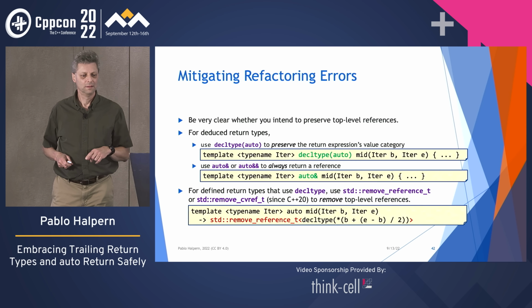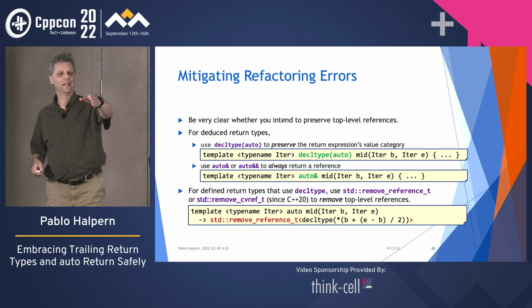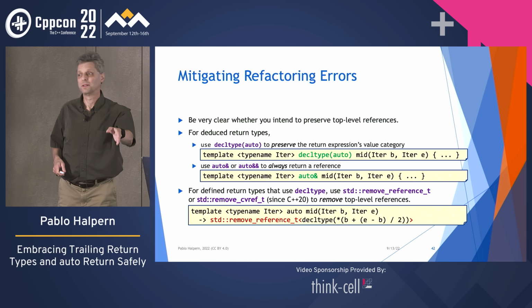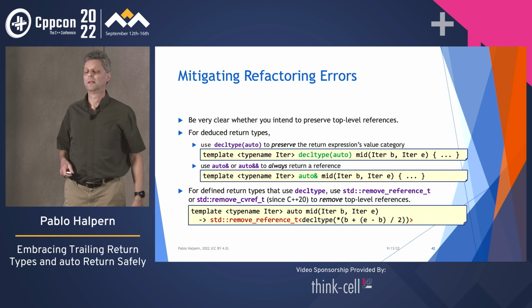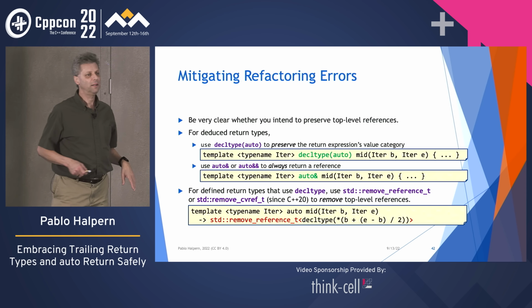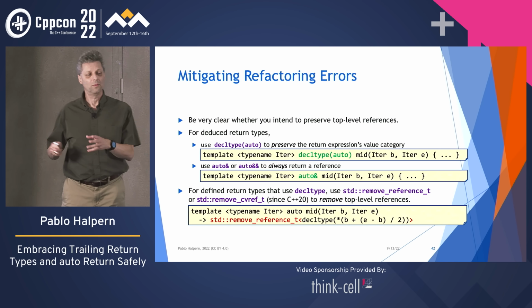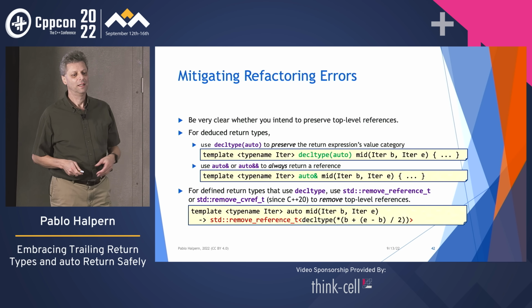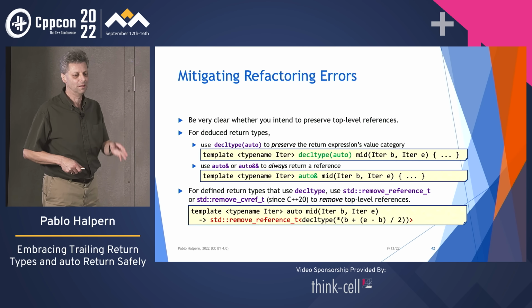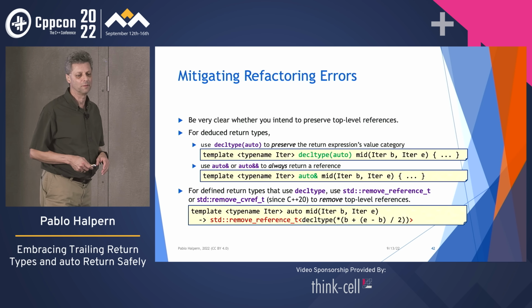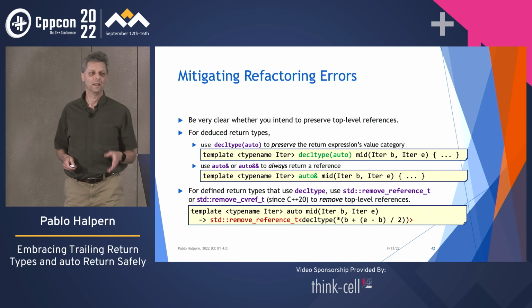Conversely, and of course what I left out was the third case, which is if you don't want to preserve it, then just use regular auto. Conversely, if you're using a defined return type with the decltype operator and you don't want to preserve the value category, then you use one of the remove_reference_t or remove_cvref_t, as I mentioned earlier.